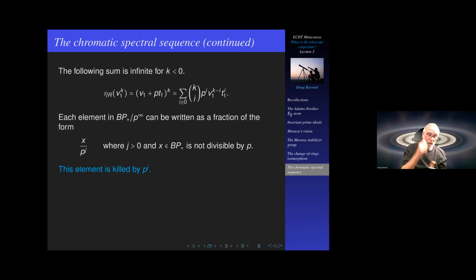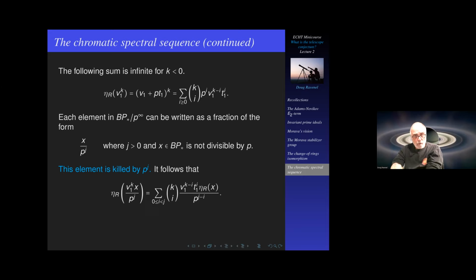And the convention is that this element is killed by multiplication by p to the j. This gadget, BP star mod p infinity, consists entirely of p torsion. And this is how the p torsion works. If you have a fraction where the denominator is p to the j and you multiply it by p to the j, you get zero.